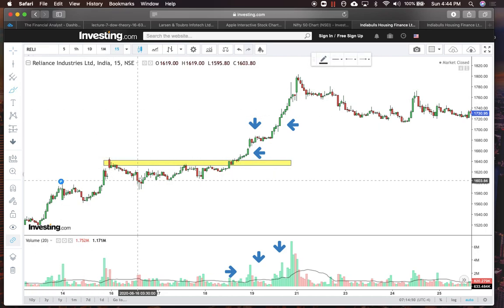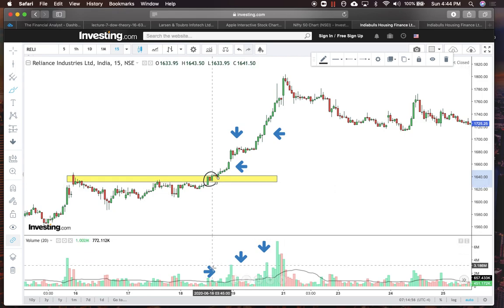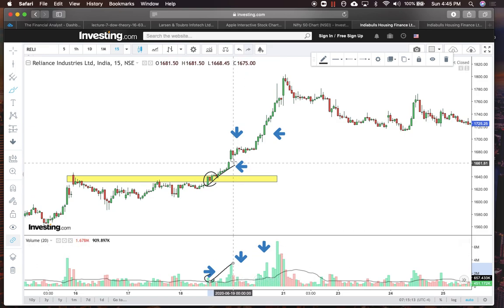Couldn't break very easily. And once it broke, you can confirm the breakout happened with increase in volume, and that's what we are concerned about, an increase. And after the breakout price started going higher, and this was followed by an increase in the volume. So this confirms that you can stay with the trend because the trend is bullish, the breakout is good to go.